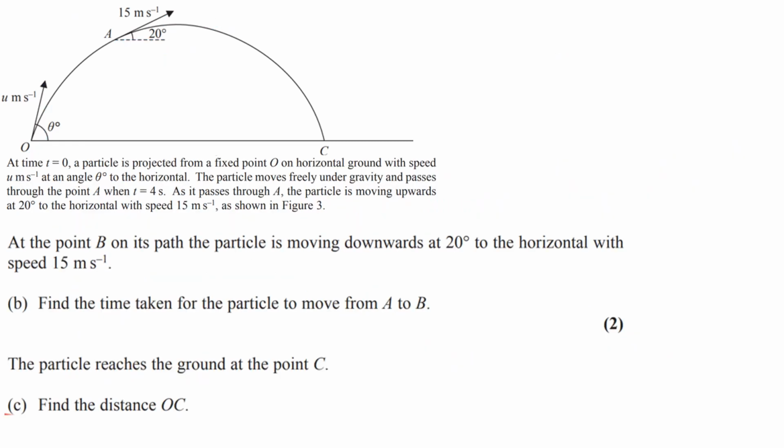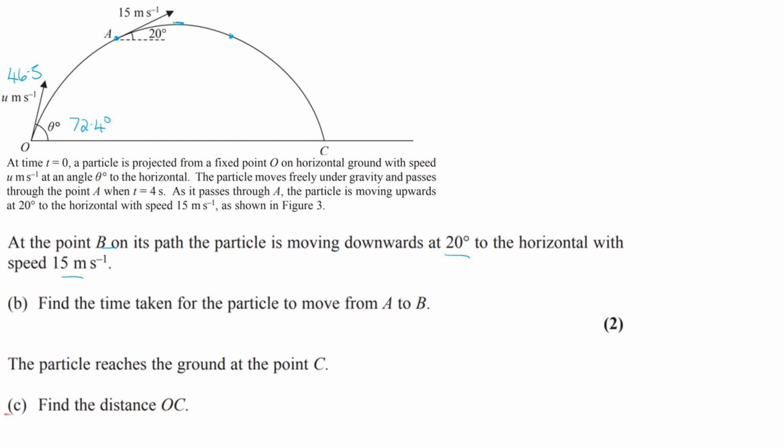This is part B of our projectile question. We found out in part A that theta was 72.4 degrees and u was 46.5 meters per second. Now we're being told that there's a point B on the path where the particle is moving downwards at 20 degrees with a speed of 15. That matches that B will be over here, as far away from that max as A is to it, and it's on its way down.